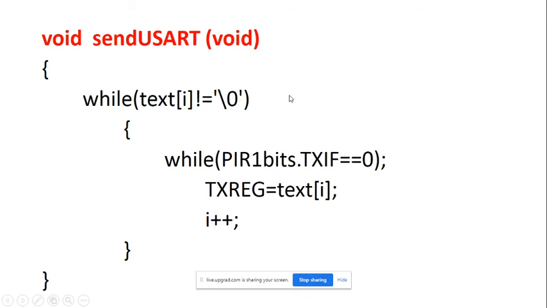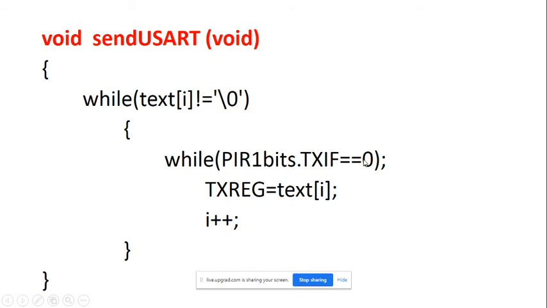Next subroutine is send UART. In the send UART subroutine, whatever message you want to transmit, there is a number of characters. For example, serial transmission of PIC 18F4520. Whatever message you want to type, the number of characters is declared by this variable i. Okay. Now, first we are writing while 1, PIR1, that is peripheral interrupt register 1, TXIF is equal to 0. It means the first character is not transmitted.